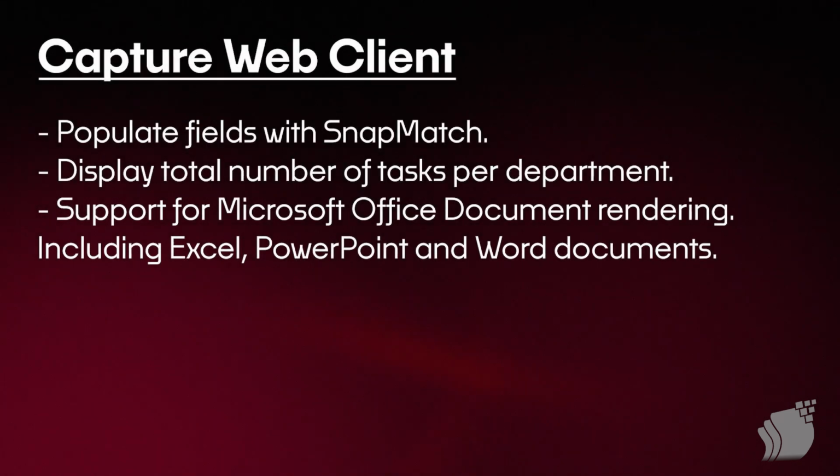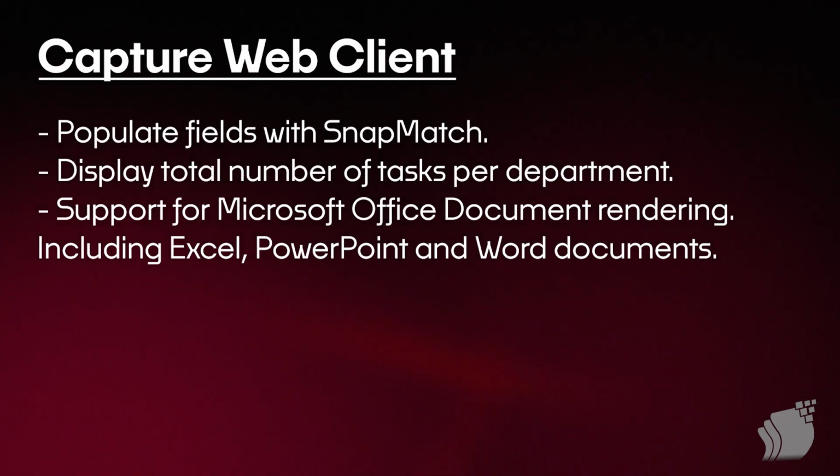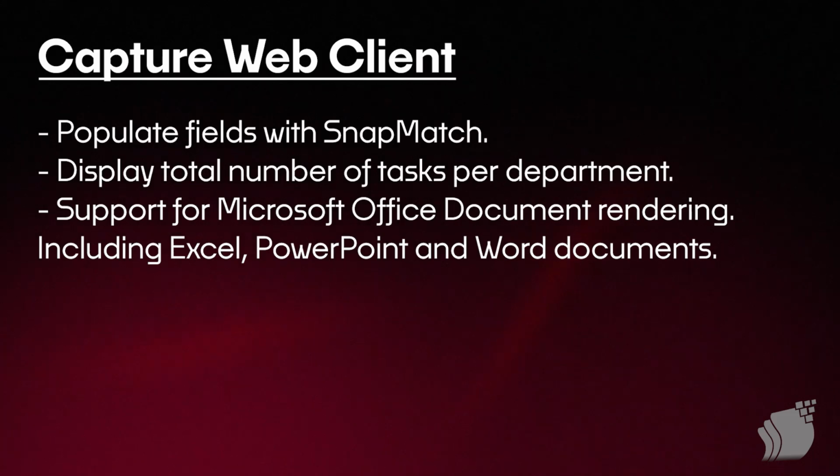On the web client side, we have a few features worth mentioning. The first one is the addition of SnapMatch within the web client itself. For those of you not familiar with what SnapMatch is, think about it as a smart population rule engine, meaning it can intelligently put data into context to find missing information. So whatever it sees on the form, it's able to intelligently interpret that data and find missing information.